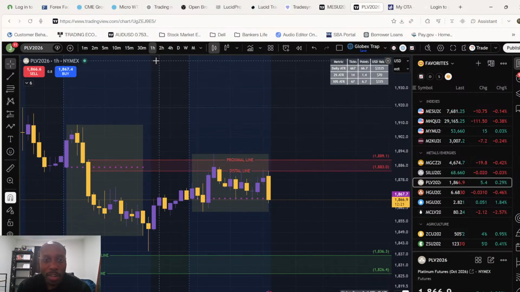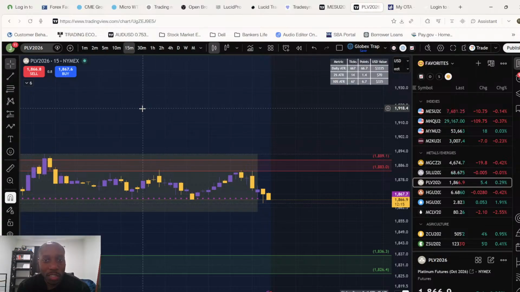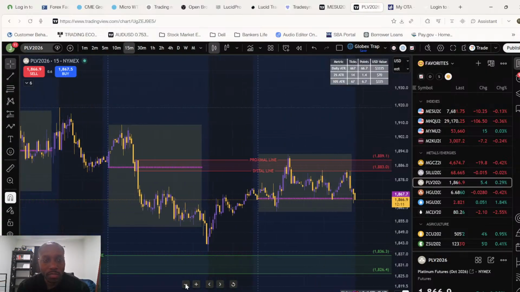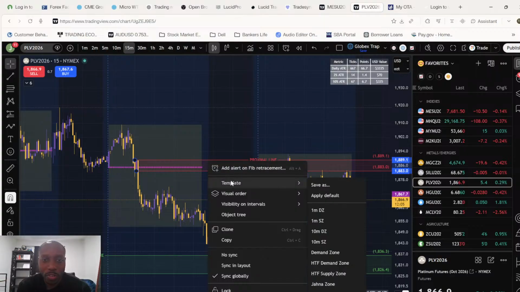Platinum, platinum, platinum. Touch the supply zone and it's shooting down right now. That's a 15-minute supply zone. I don't know how often I'm using a 15-minute, but I don't know.